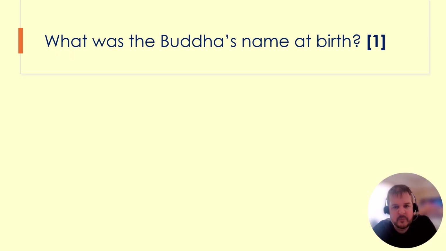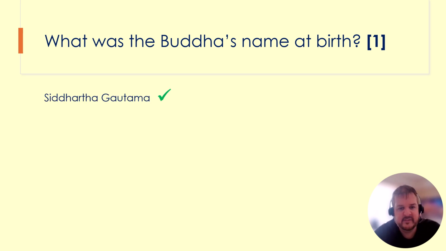Now you can get asked 1-mark questions that have no multiple choice options. Here is an example of one. What was the Buddha's name at birth? And the answer, of course, is Siddhartha Gautama.